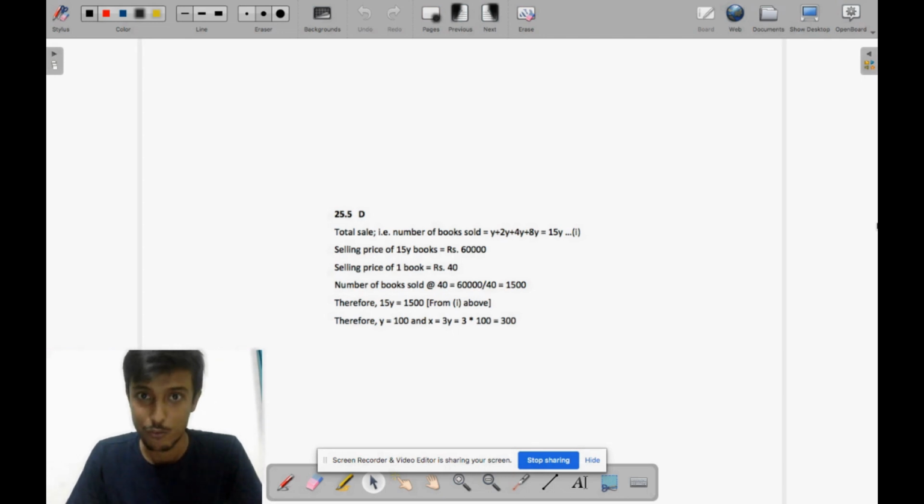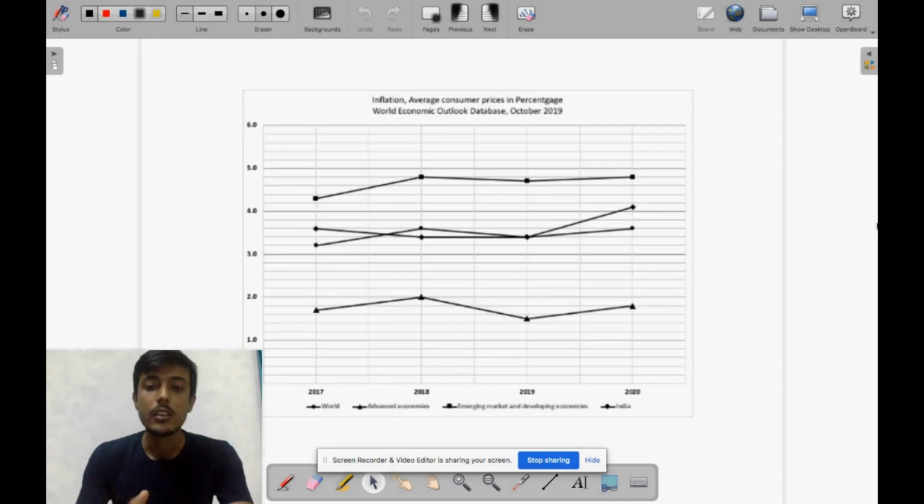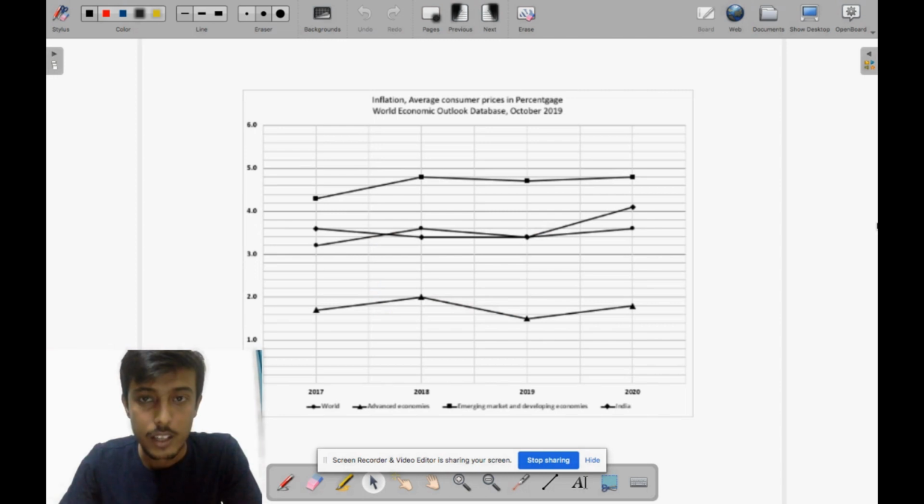Okay. Now, finally moving to the next question, which is a line graph. Now here in this line graph, I find this the easiest question in the sample paper. I think the first question was the toughest. This is the easiest. The question after this is between medium to easy level difficulty. So let's focus on this question.